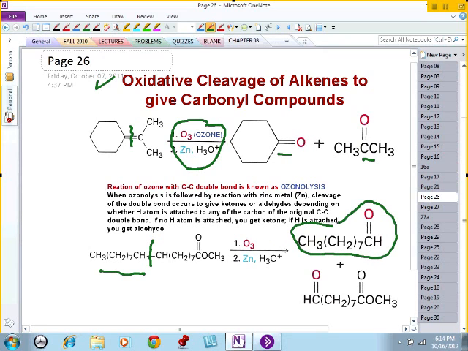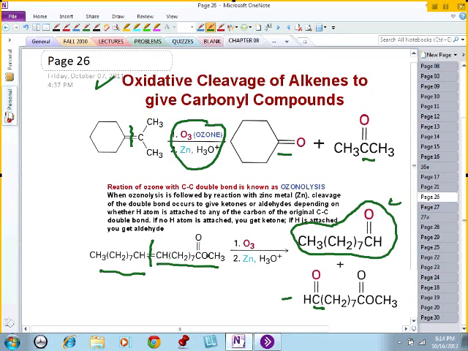You notice here, whenever the carbon of the carbon-carbon double bond is attached to a hydrogen, what you get becomes the carbonyl of an aldehyde, which is what you have here. And similarly, you also have a carbonyl of an aldehyde here, which is this part of the molecule.